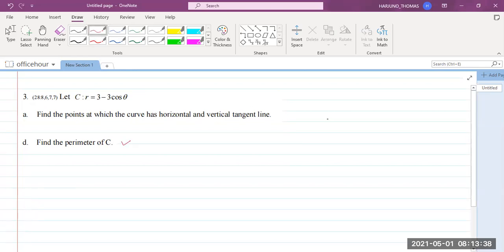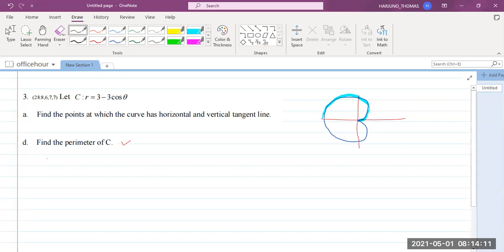And then let me do a rough sketch on the graph first. So that's 3 minus 3 cosine theta. So it's symmetric with respect to the x-axis. It looks like this. See, right? So what I think I will do is get the length here and then multiply it by 2. Is it okay?